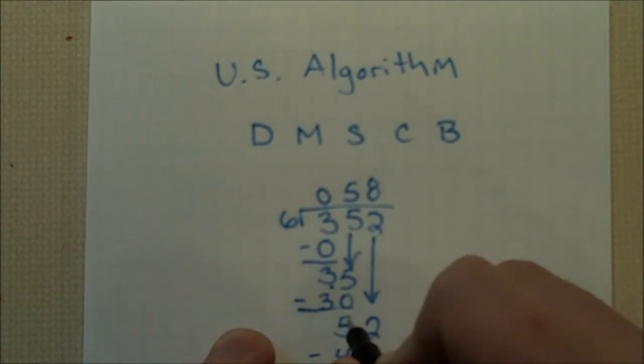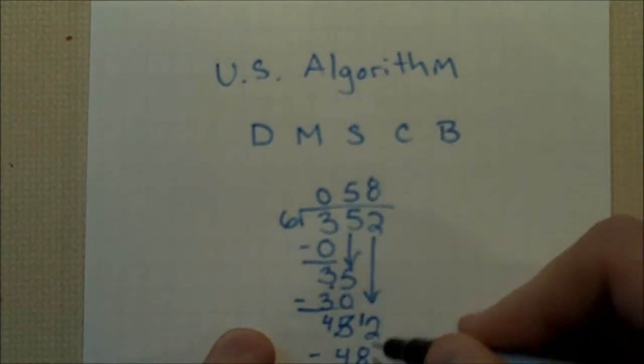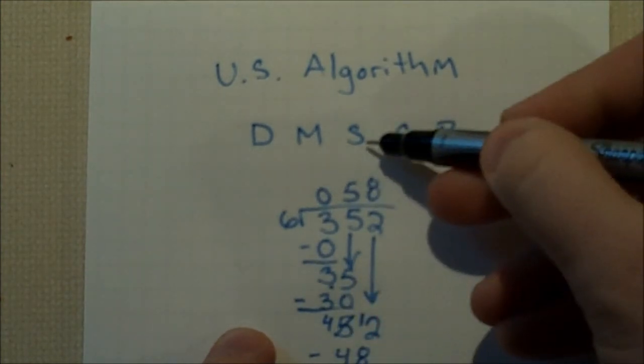We can't do 2 minus 8, so let's regroup. Change that to a 4. This is a 12 now. 12 minus 8 is 4. 4 minus 4 is 0. So we've done our subtraction.